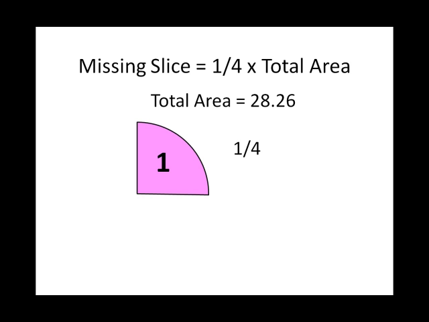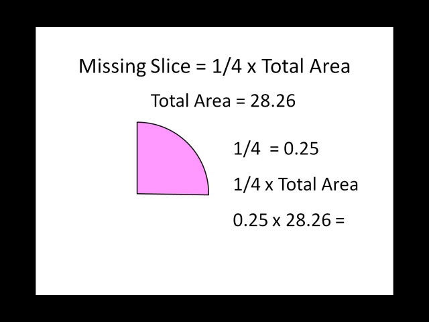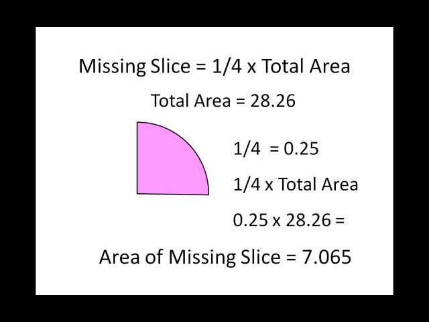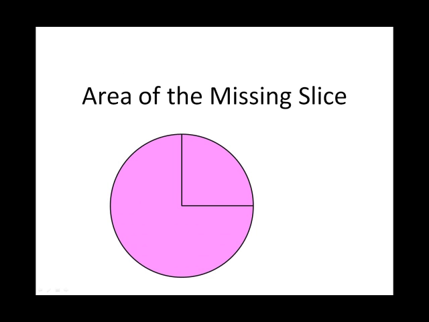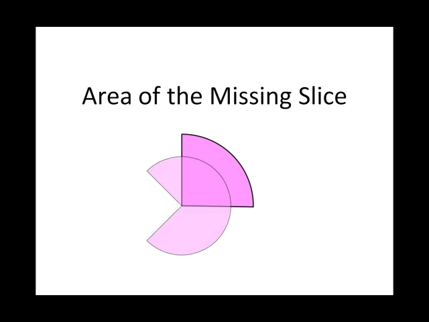And so that's 1/4. And we know that the numerical value of 1/4 is 0.25. So let's plug in our formula again. The missing slice is 1/4 times the total area. And we know our total area, so it's 1/4 or 0.25 times the total area, 28.26, which gives us our solution. The area of the missing slice is 7.065. So we found the area of our missing slice, and we know that it is 7.065.